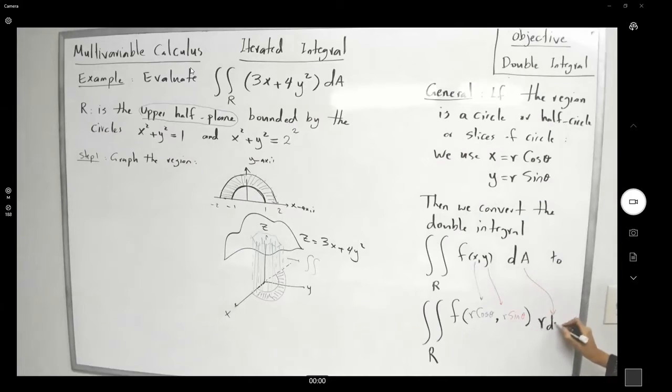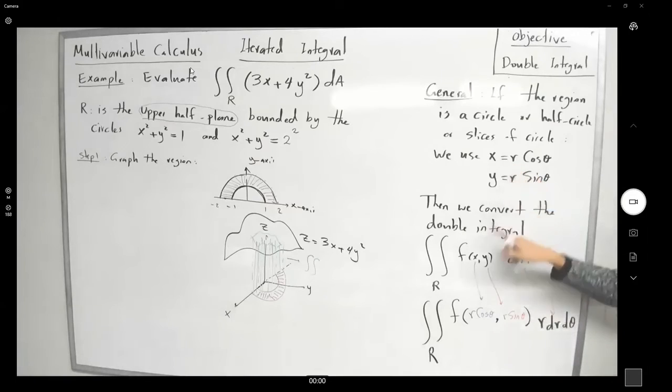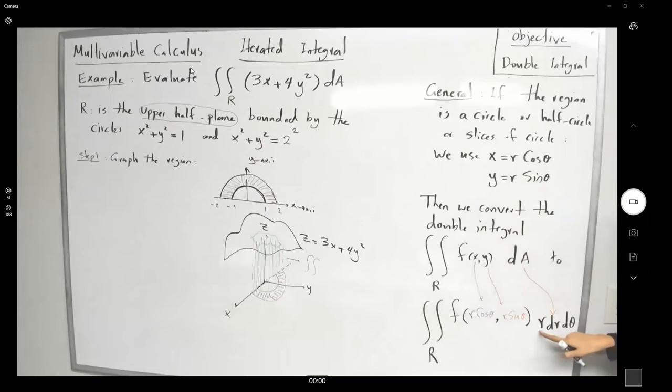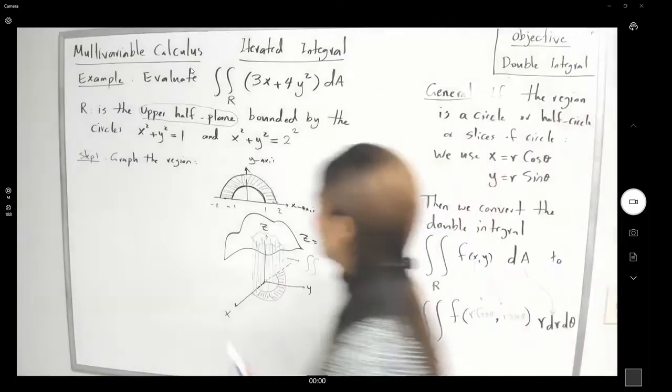r dr d theta. Don't forget to add r as the element of radius here. We are converting our region into polar coordinates, x is r cosine theta, y is r sine theta, and instead of dA, into the formula, we're going to have r dr d theta. So let us use the new formula for this example and try to solve this.